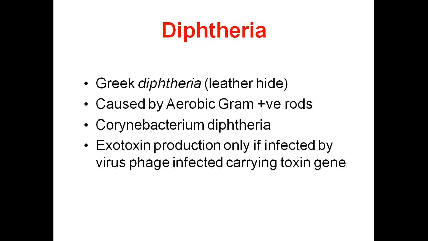Exotoxin is produced only if it is infected by a phage virus carrying the toxin gene. That means it comes from outside. Once it enters the host body, that virus gets infected and produces the toxin from gene to gene, or it has the capability to destroy the chromosome and carry forward as a mutant.